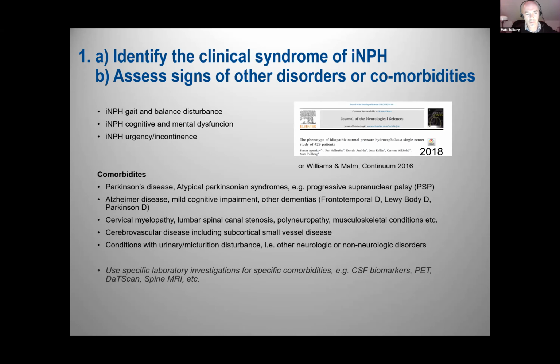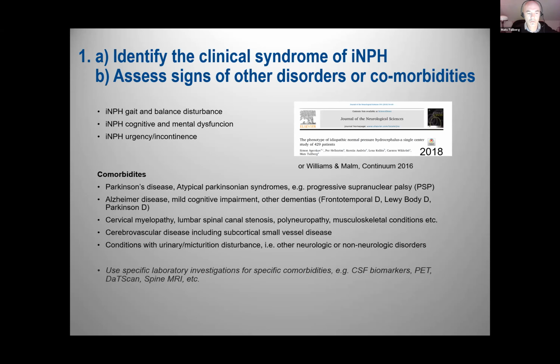We have cervical spinal disorders like myelopathy or lumbar spinal canal stenosis, polyneuropathy, or other musculoskeletal conditions that could give patients similar symptoms. Of course, cerebrovascular disease, including subcortical small vessel disease, is often prominent in these patients. I will come back to that soon. And lastly, we have conditions causing urinary or micturition disturbance, other neurological or non-neurological disorders.